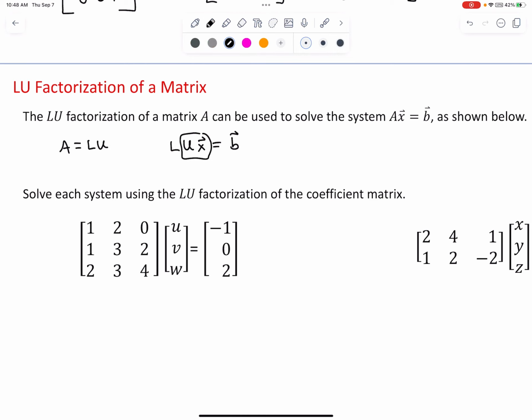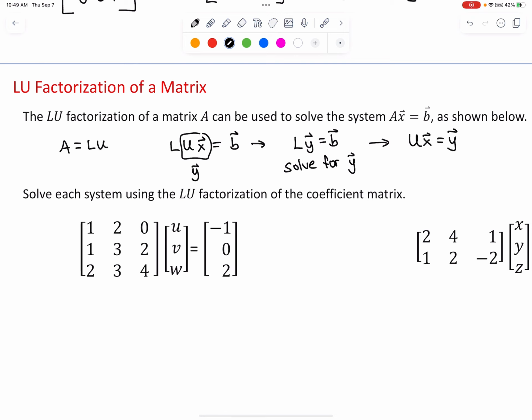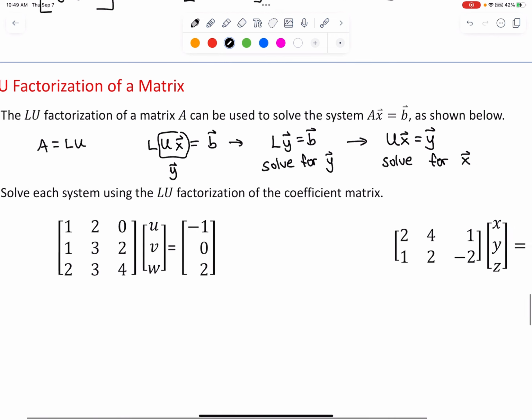And U times X will wind up producing a vector. Let's call this vector the Y vector. And so I can really solve the L matrix times some vector is equal to the constant vector B. We're going to solve this for Y, which will be easy to do because L is lower triangular. And you're going to see that when you have upper and lower triangular matrices as coefficient matrices, the systems are rather easy to solve. And then once I know Y, then I'm going to solve the following. Well, we said that Y was equal to the upper matrix times the vector X. So then we solve this system next ultimately for the vector X. This is ultimately what we're after, the vector X.